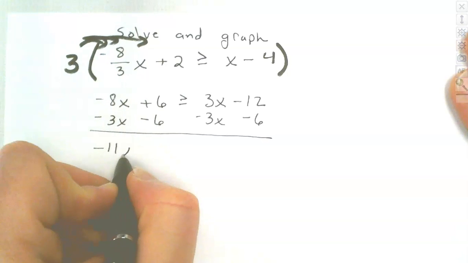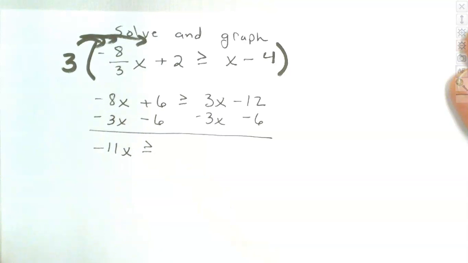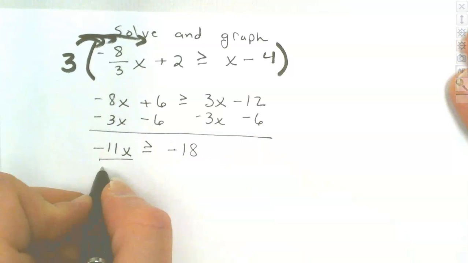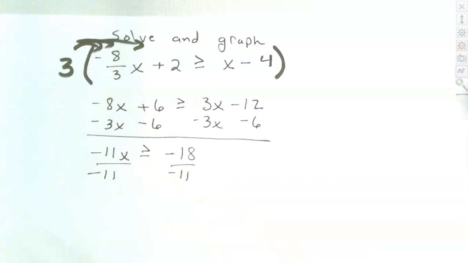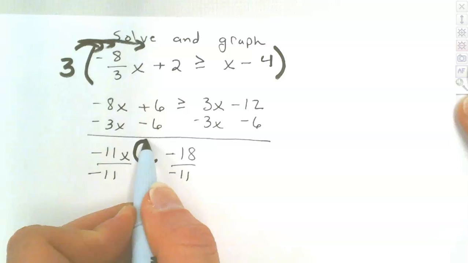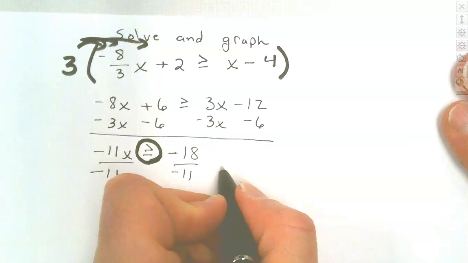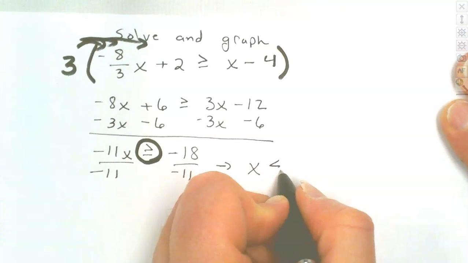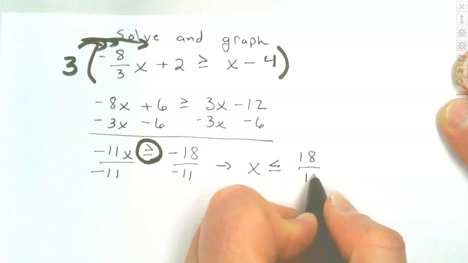Leaves you then with a negative 11x is greater than or equal to, those cancel, 12 minus 6 is a minus 18. We're going to divide by a negative 11. And what happens when we divide by a negative number? That's going to switch your signs out. So that's going to make x now less than or equal to, negative and negative makes it a positive 18 over 11.